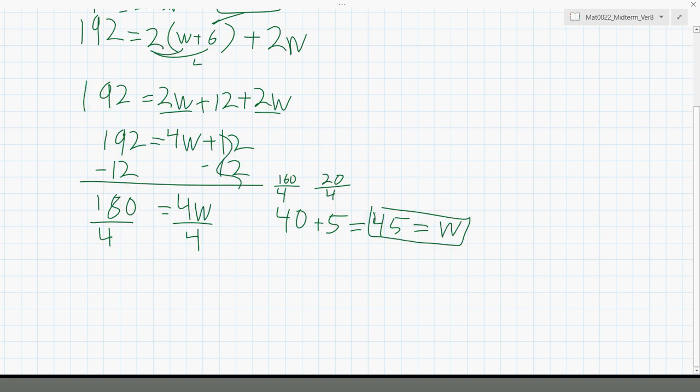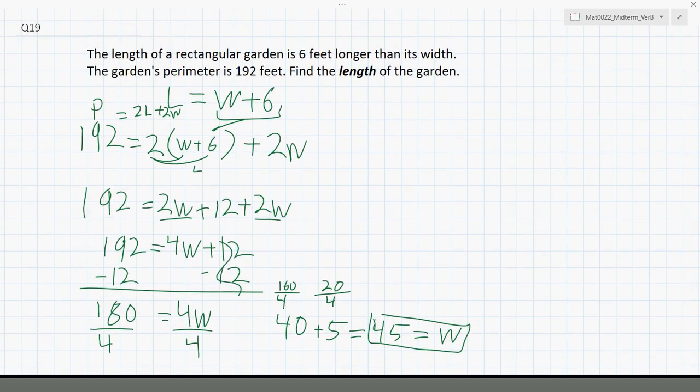So what we did is we just put the 4 in the 160 and then the 20 with the 5, and that's how we break things up to do good guesstimations. From there, we're done? 45 equals W, right? Everybody? Yes, no?